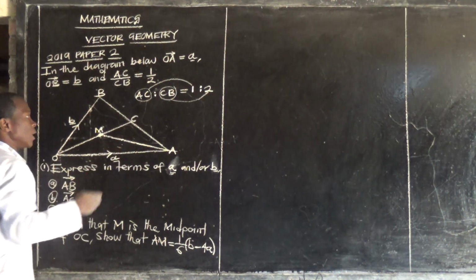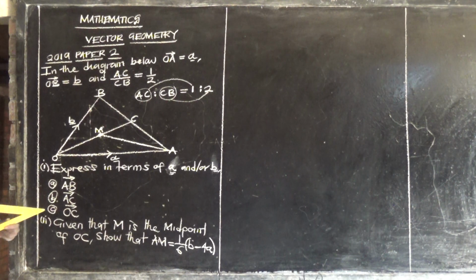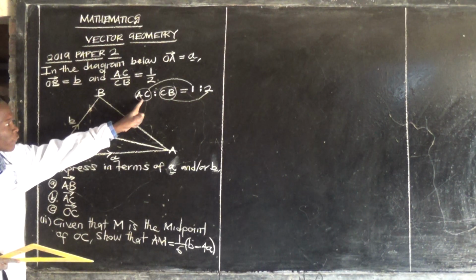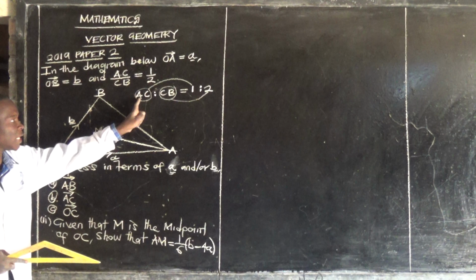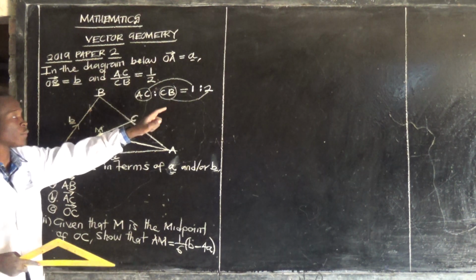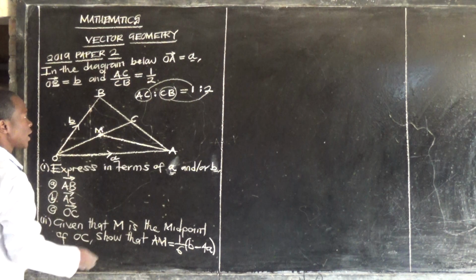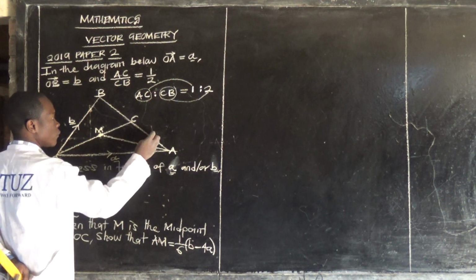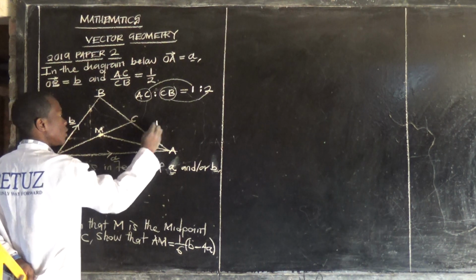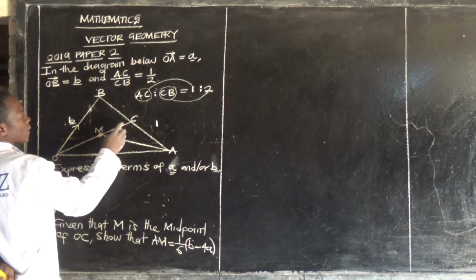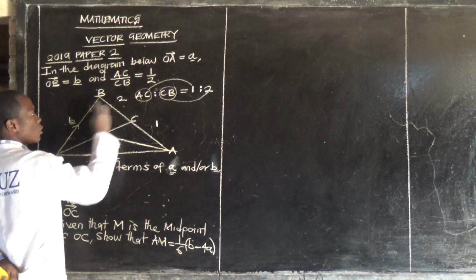Are we together, people? Now, in this case, what is our ratio for AC? It's 1. Then the ratio for CB is 2. So where is AC? AC we have put 1. Then what is CB? It's 2. Okay?